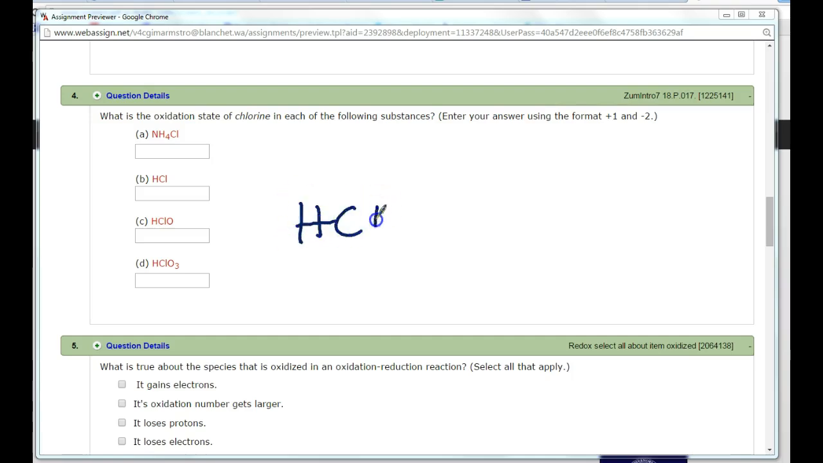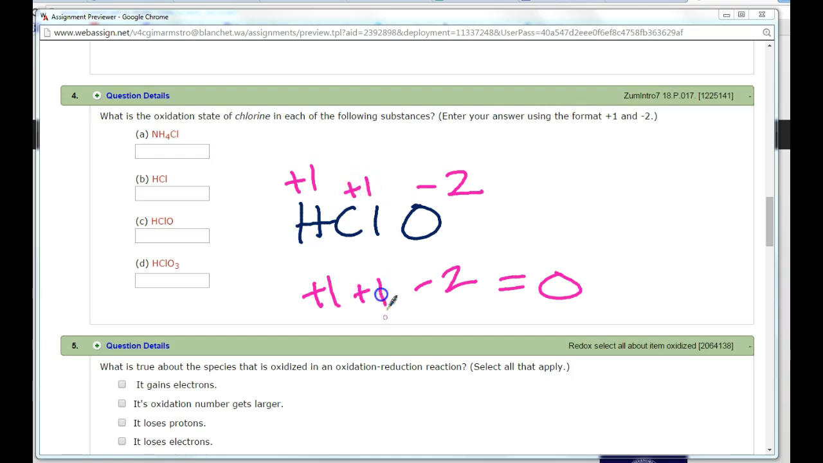So this one's HClO. Now it's in the middle, so that's usually an indication it might not be a 1 minus. O is a minus 2 and H is a plus 1, so I got a minus 2 and a plus 1. It has to add up to 0. I think this time it must be a plus 1, which is totally weird for chlorine, but it happened. That would cancel out to be 0. So it's a plus 1.